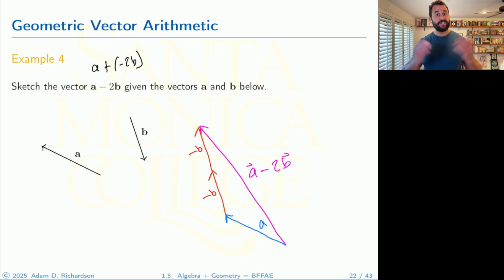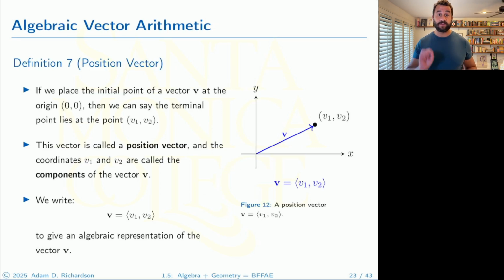And that's it. So that's geometric vector arithmetic. Stretching, squishing, adding, subtracting, multiplying by -1. We can do all of that, and there's the geometric interpretation. Now, let's take a look at the algebraic interpretation of those. So we saw how to do all of this geometrically. Let's switch and look at the algebra instead.